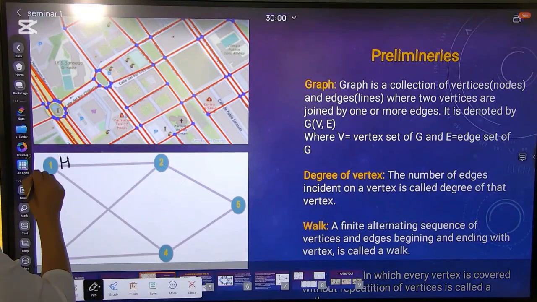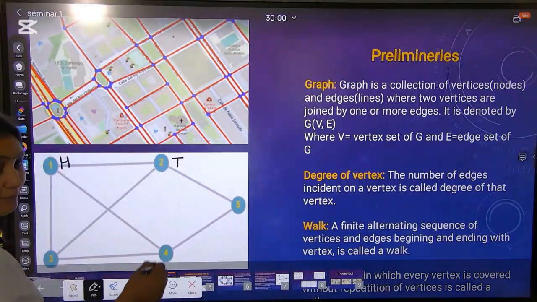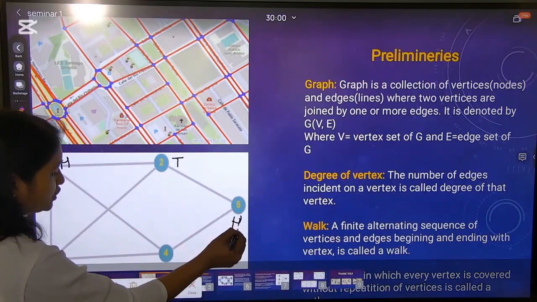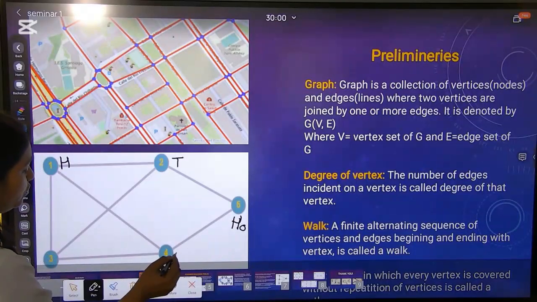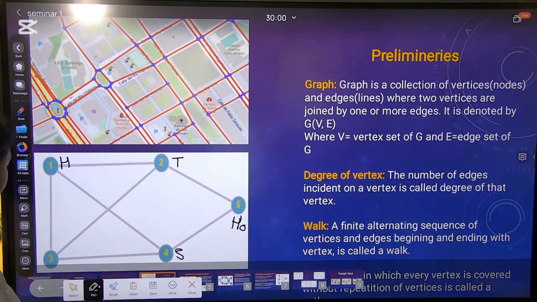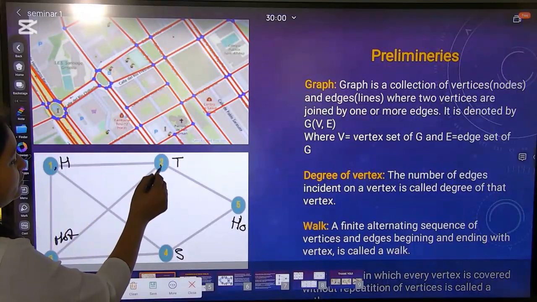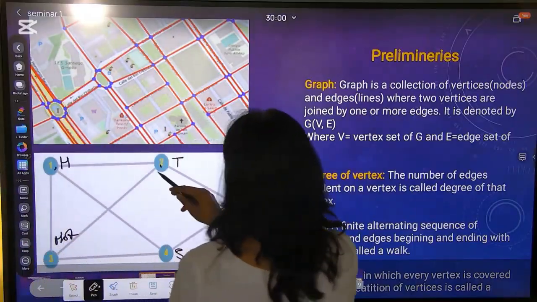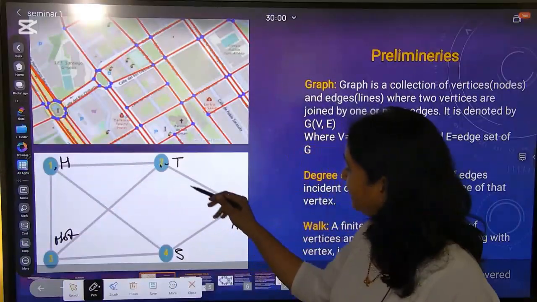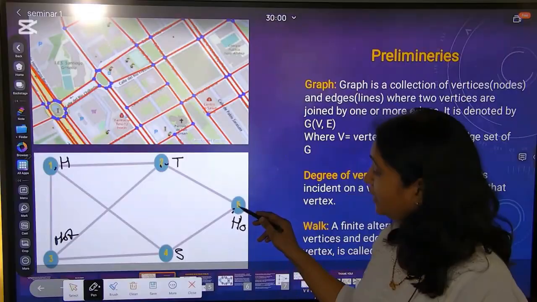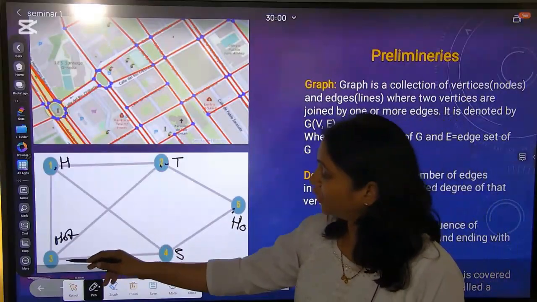So, suppose this is our home. We want to go to the temple, the hospital, the school, and the hotel. This is the hotel. So, we travel from home to temple, temple to hospital, hospital to school, school to hotel again.